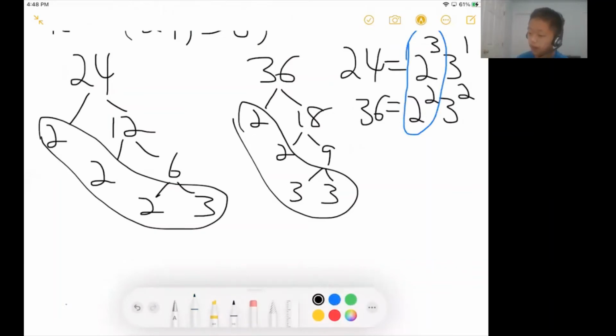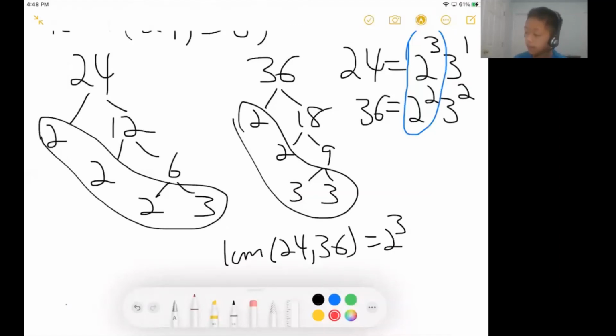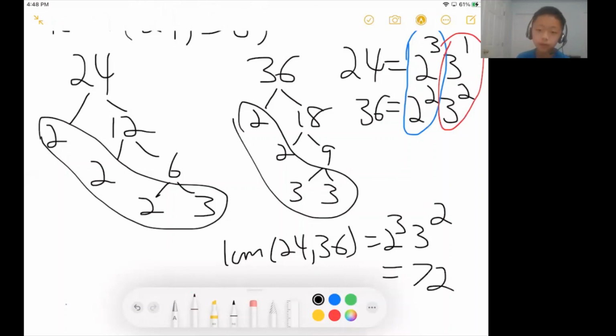So I'll write LCM(24, 36). I'll take the 2 cubed. Then I look at the 3 to the 1 and the 3 squared. Clearly the 3 squared is bigger than the 3 to the 1. So I'm going to take the 3 squared one. And then we're done. So we would take 2 cubed times 3 squared. That's 8 times 9, which is 72, which is the least common multiple of 24 and 36.